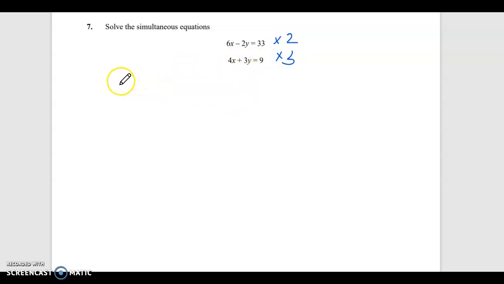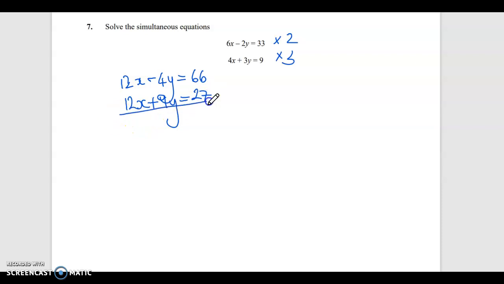So my two new equations are 12x, and then I'm timesing this by 2, so I end up with minus 4y. Okay, and then I end up with 66 at the end. So that's this times by 2. And then this one times by 3 gives me 12x, so I can eliminate them, plus 9y, and then I have 27 at the end.